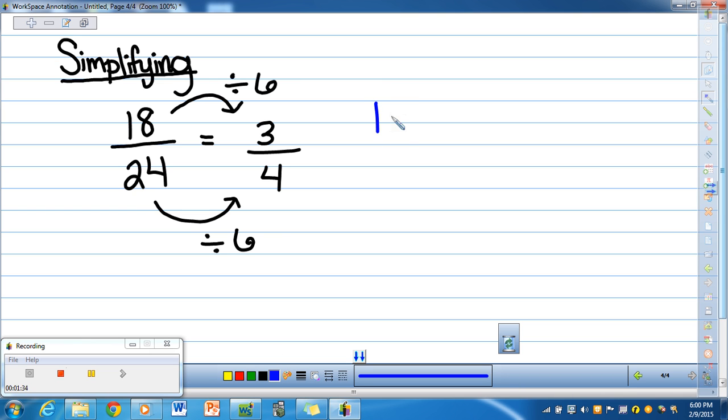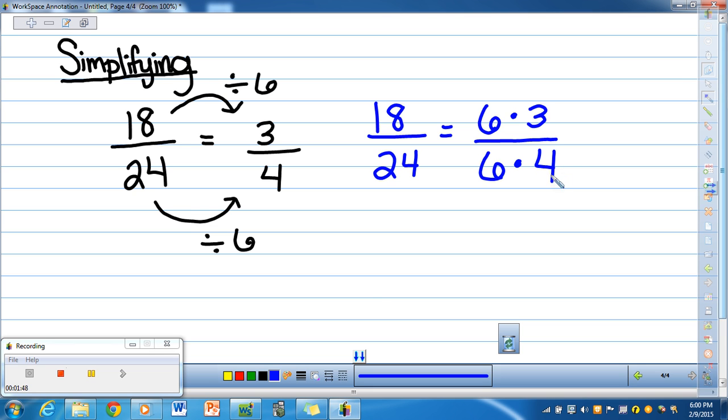An alternate way we could have simplified this would be to rewrite the 18 and the 24 as a product of factors. 18 is the same as 6 times 3. 24 is the same as 6 times 4. Because we have a same factor of 6 on the top and bottom, this is like a form of 1. 6 divided by 6 is 1. And so we can really just cross those out, and we see that we're left with the same answer of 3/4.